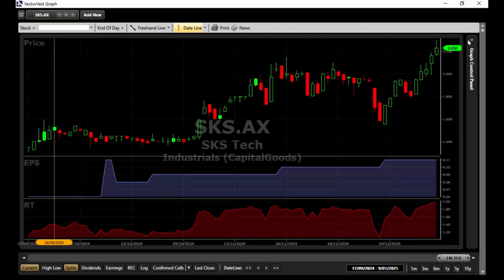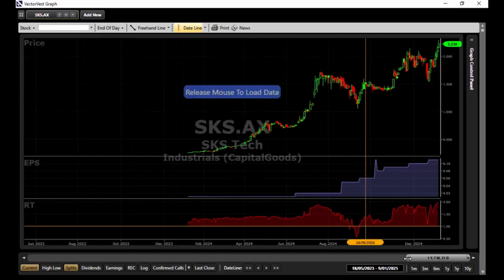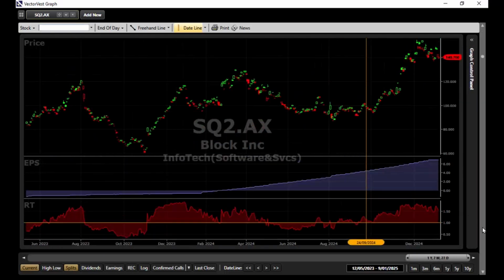So you can see here the share price was, what was it at the time, $1.50. It's risen all the way to $2.20 odd. Okay, and you can see it time and again repeating itself. Let's move on to the next stock.